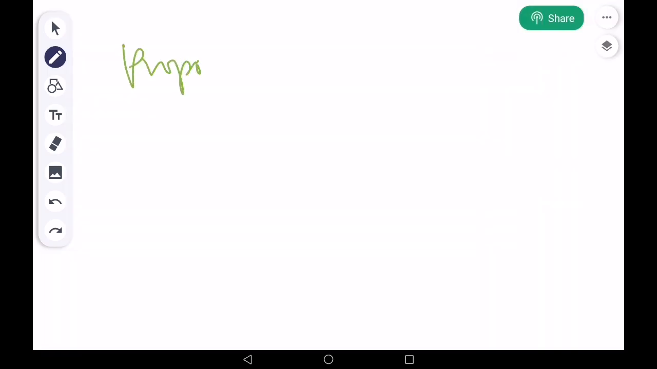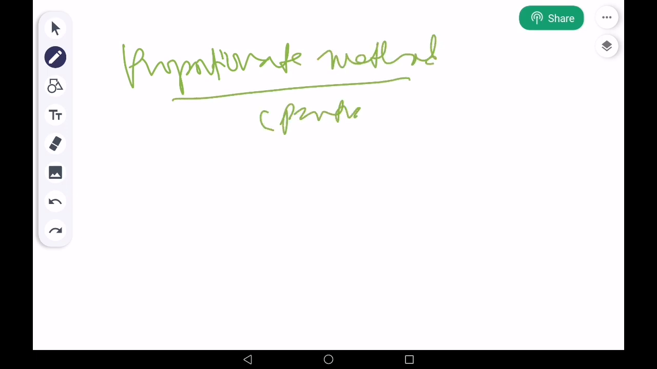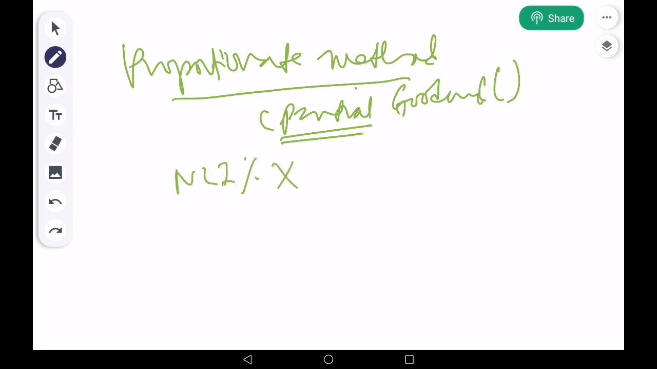the proportionate method, we call it partial goodwill. You see, the word partial goodwill. So when using proportionate, it's based on the NCI proportionate percentage times the net asset of the subsidiary. So this is the difference between the full goodwill and proportionate method.